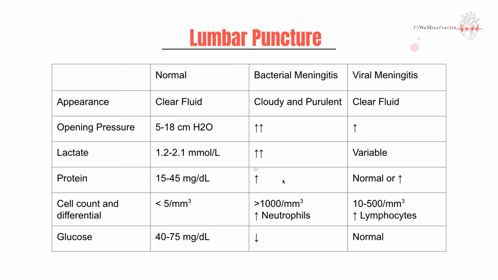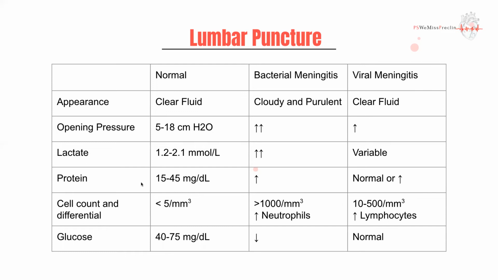With protein, you can have increased protein with both, depending on a few factors. So with bacterial meningitis, quite commonly the dead bacteria can often be picked up as protein. They can also synthesize their own proteins. Similarly, with viral meningitis, with a high enough viral load, you can have viral protein particles being picked up with this. So you can have either a normal or a raised protein.